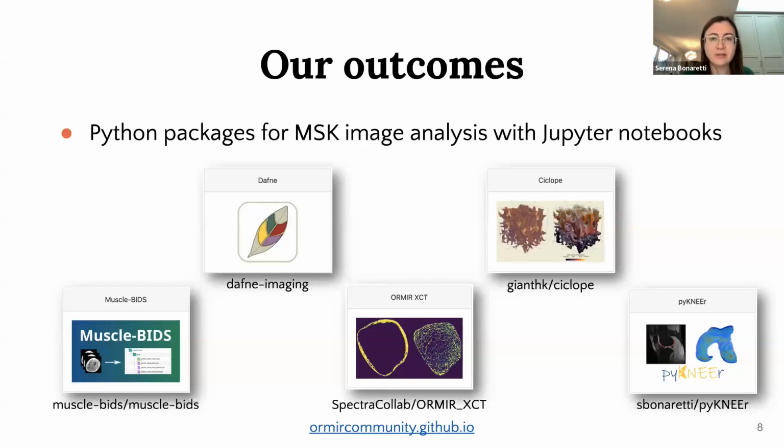We have muscle bits for the standardization and organization of muscle MR images in BIDS format. Daphne is for the segmentation of muscle images using federated learning. ORMIR XCT is for the analysis of high-resolution CT images of bone. Cyclope is for the finite element simulation of trabecular bone. And finally, Pioneer is for the analysis of knee cartilage.